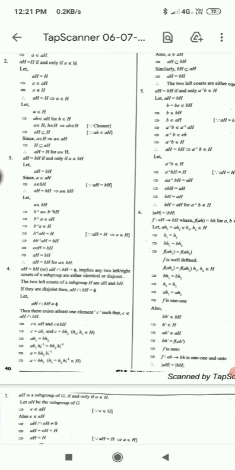Now the fourth property is very easy and important. aH equals bH or aH intersection bH equals φ, means two left cosets are equal or the intersection is the empty set. This implies any two left or right cosets of any subgroup are either identical or disjoint. Means any two left cosets or right cosets are equal, otherwise disjoint.